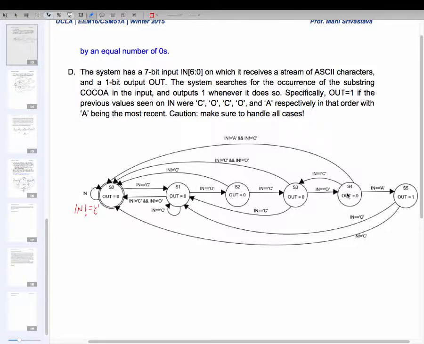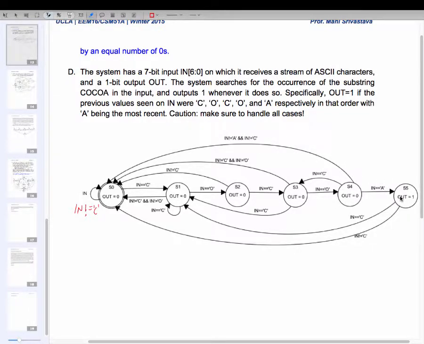Finally, in this state, I've now seen COCO. If I get an A, that's a good case. If I see a C, then what may be happening is that I may be seeing COCOCOCOCOA. So what I do is I go back out here. That's the tricky one. Many students miss out on this arrow or this arrow. These are the two arrows which students have a hard time dealing with, so think a little bit deeply there. And then everything else I go back to the start state.